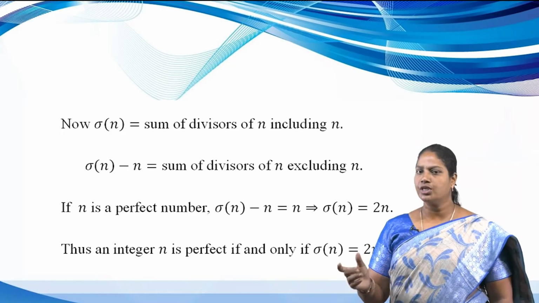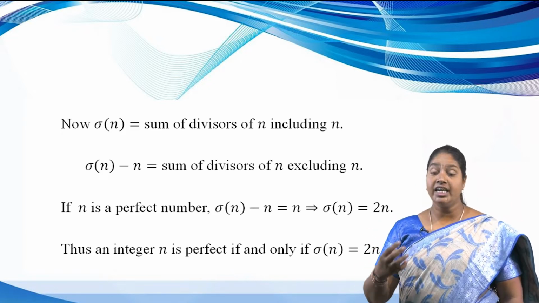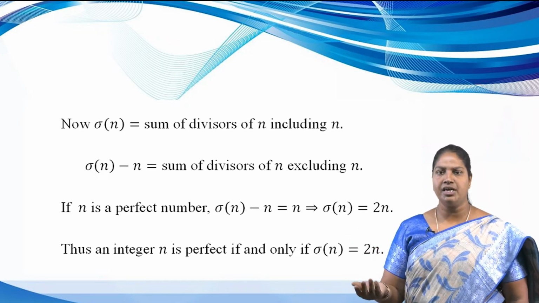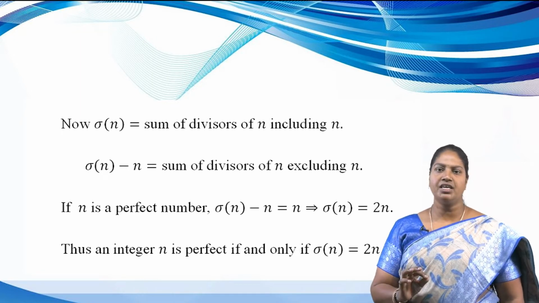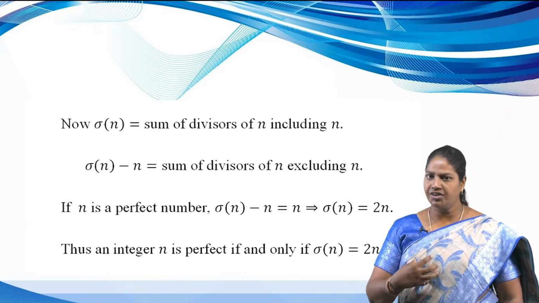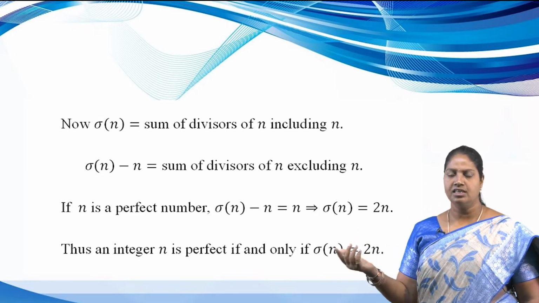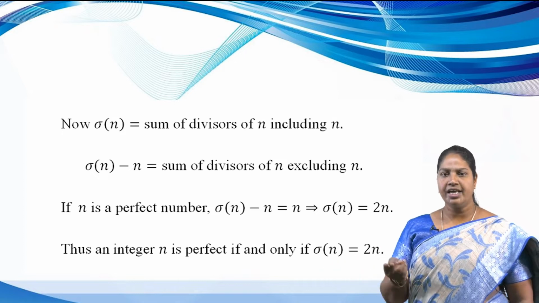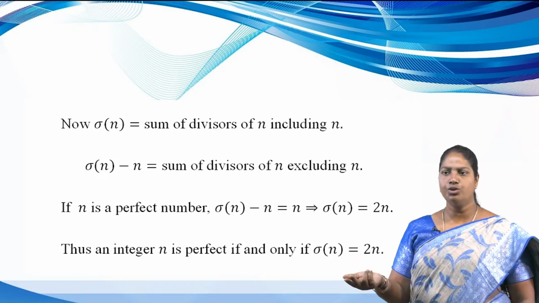Now, let us use the notation sigma of n, that is the sum of divisors of n including n. So, sigma of n minus n is nothing but the sum of all divisors of n excluding n. If n is a perfect number, then the sum of the proper divisors, that is sigma of n minus n, is equal to n by the definition of a perfect number. If we take the minus n to the right hand side, we will get sigma of n equal to 2n.